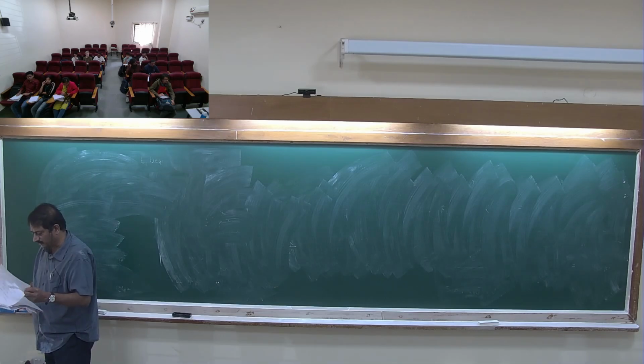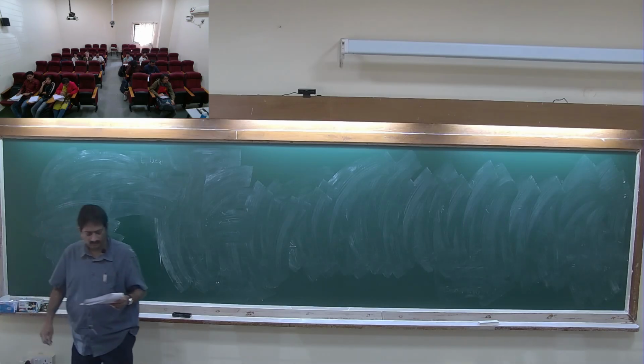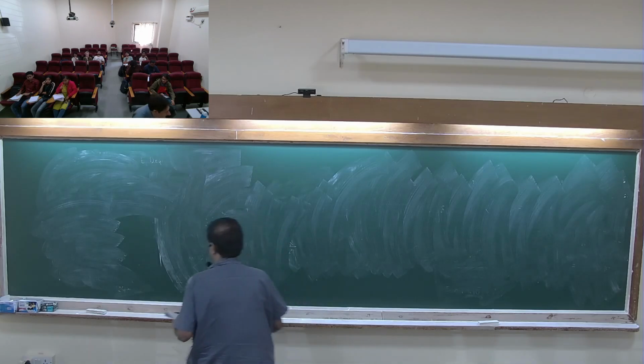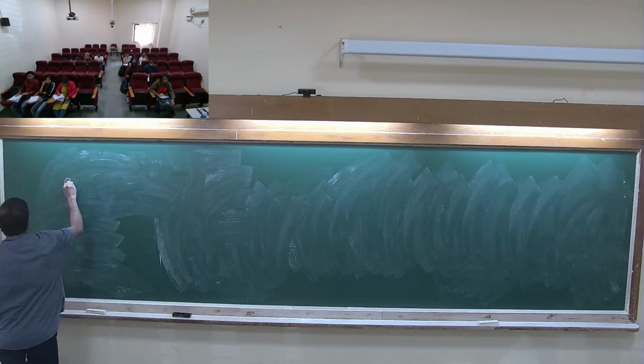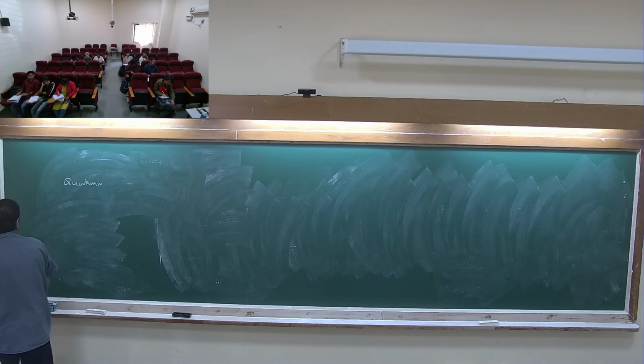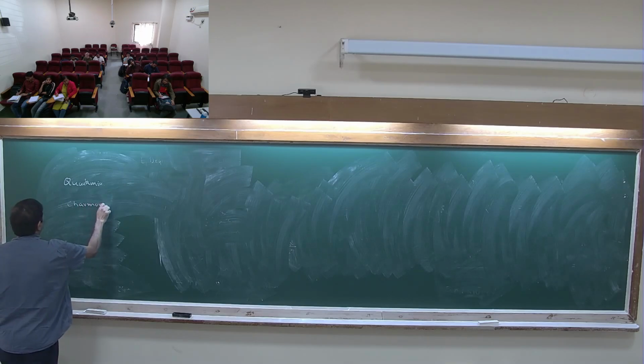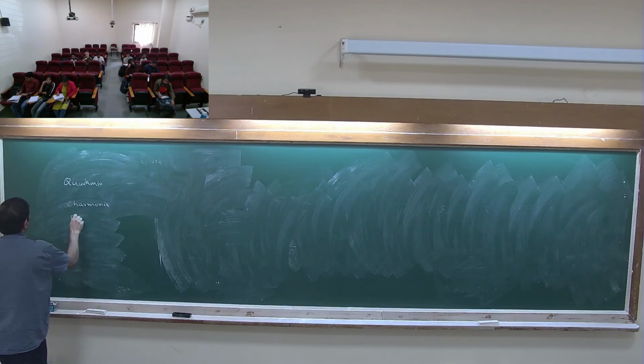I want to say a few words about some of the things we did the other day, a bit more in detail. For instance, I had mentioned quarkonia. And we basically mentioned two systems, charmonia and bottomonia. These are bound states of c c-bar and b b-bar.